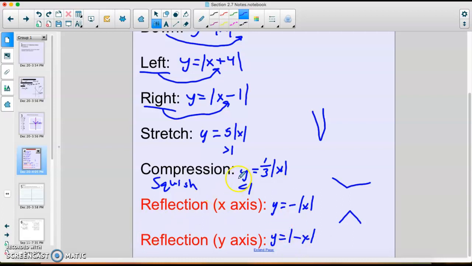Okay. One last thing about the squishing: it has to be less than 1, but it also has to be greater than 0. We can't have a negative number. Well, we could have a negative number, but then it's going to be more than just compression. So it's got to be bigger than 0 and less than 1. Okay.